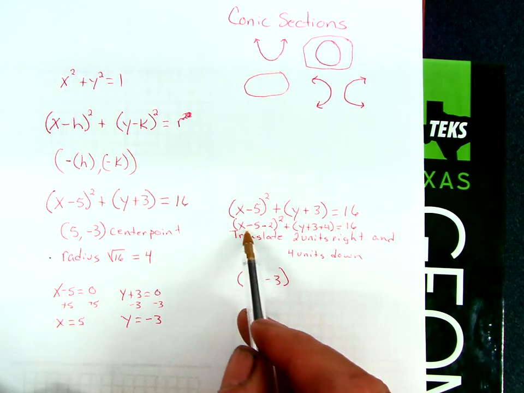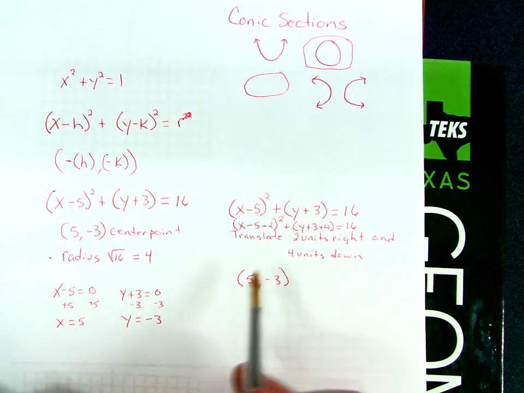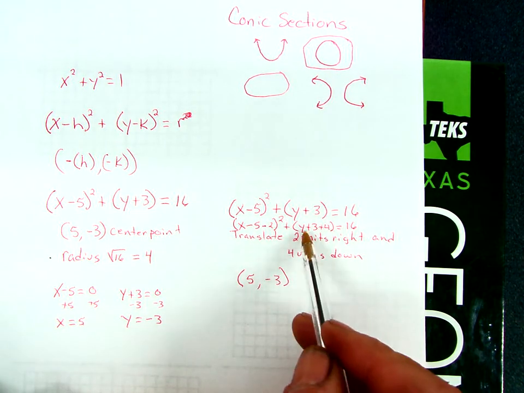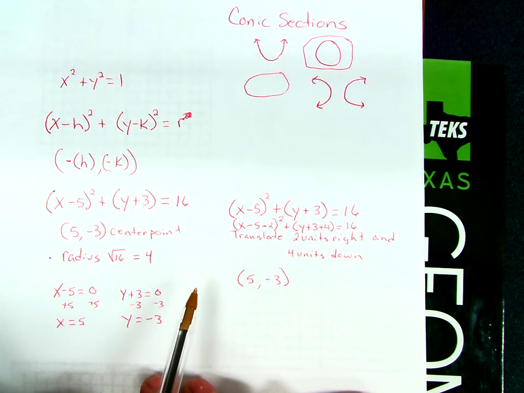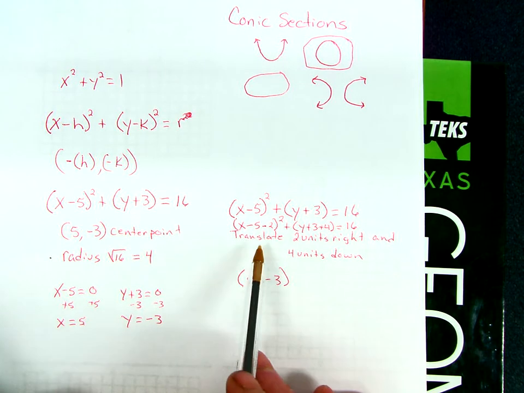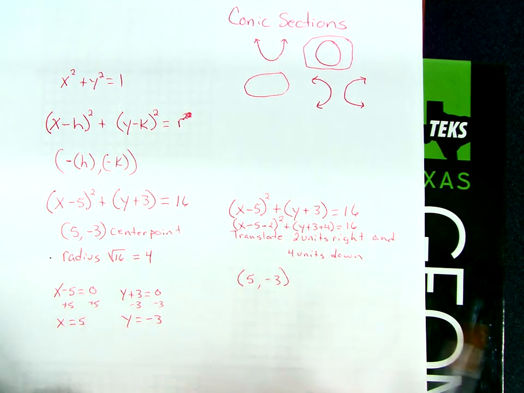So I could solve that, and I would get x minus 7 squared. Solve this, and I get y plus 7 squared. And that will give me a center point at +7 for the x, -7 for the y.